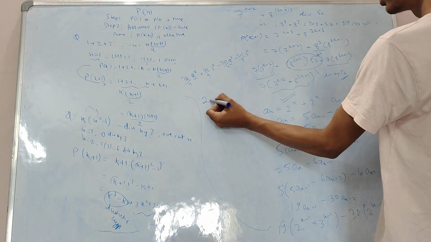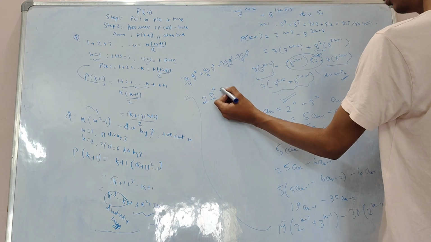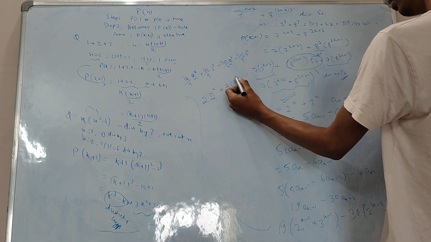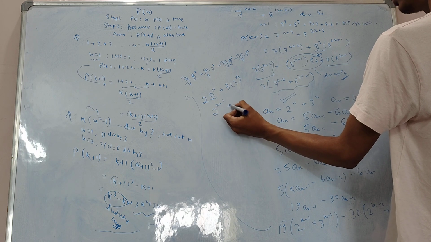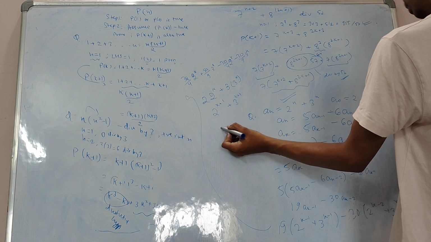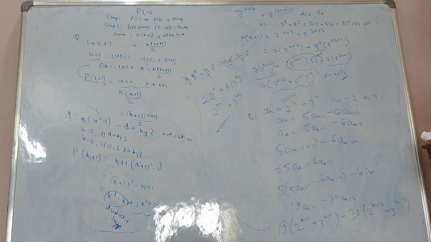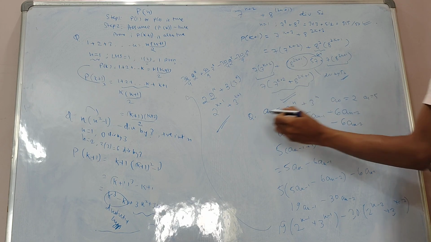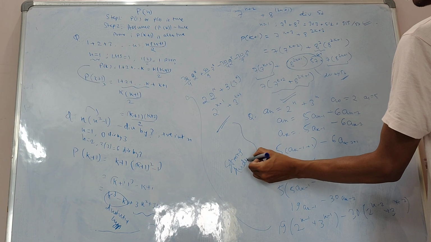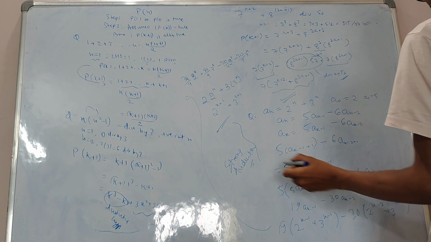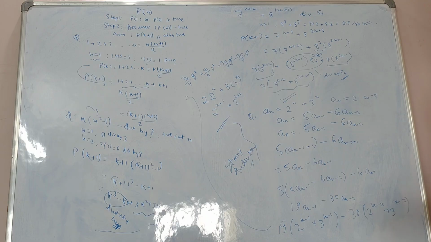So this will be written as 2 into 2 to the power k plus 3 into 3 to the power k, and 2 to the power k plus 1 plus 3 to the power k plus 1 will be hence proved, right. This is also called strong induction method, right. Now I am going to solve the next question.